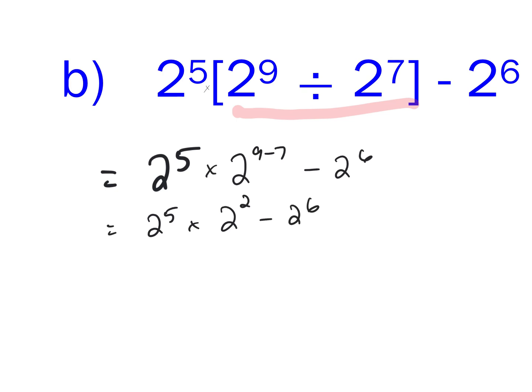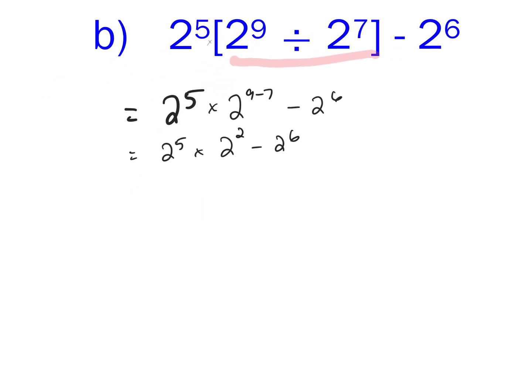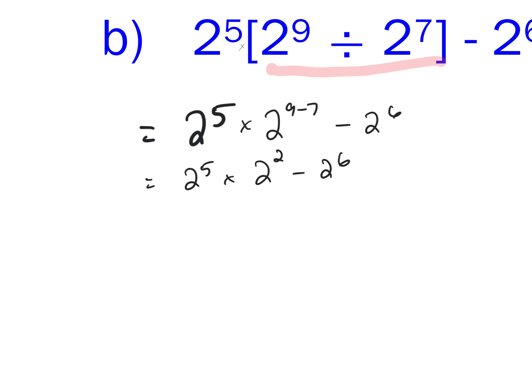And now we have 2 things going on, multiplying and subtracting. What comes first? Multiplying. When you multiply, you do what with exponents? You add them. So it's going to be 2 to the 5 plus 2. 5 plus 2 is? Now, do not be tempted to say, well, 2 to the exponent 7 minus 2 to the exponent 6, that's 2 to the exponent 1. No, it's not.